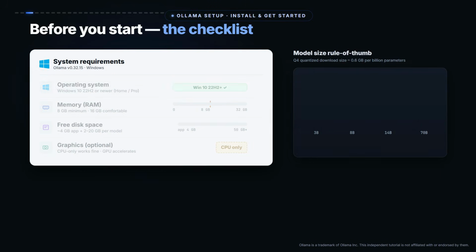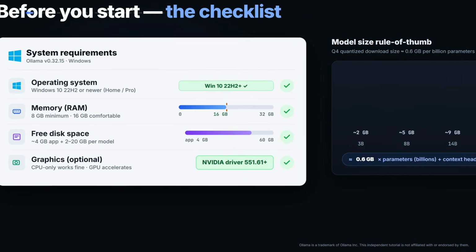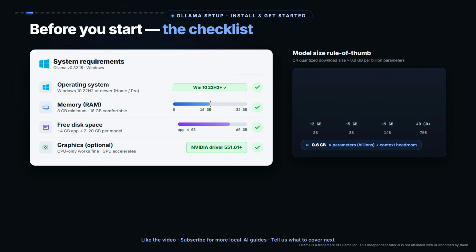First, the checklist. You need Windows 10, version 22H2 or newer. 8 GB of RAM is a workable minimum. 16 is comfortable. Keep around 50 GB free for models. A recent NVIDIA or Radeon driver unlocks acceleration, but no GPU? Ollama still runs fine on CPU.